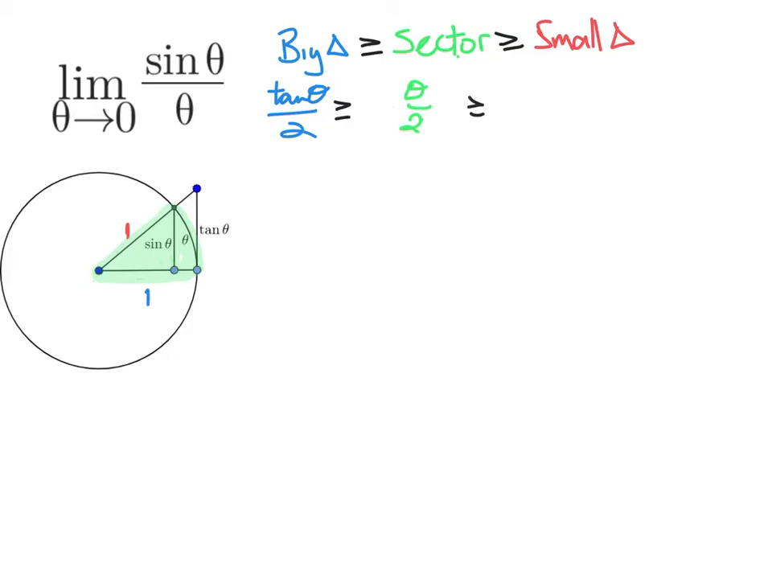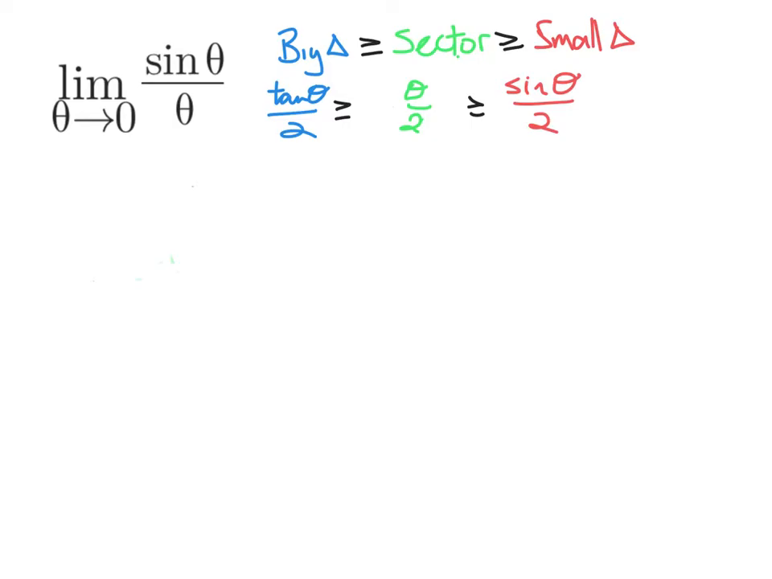Now, when it comes to the small triangle, I really don't want to look at the small triangle that we used initially. I actually want to look at this smaller triangle. The reason I want to use this triangle is its area is easier to find, and its area is still smaller than the sector. All right, so the area of this triangle, 1/2 base times height, is going to be half of 1 times sine of theta over 2. Now that my inequality is set up, I don't really need the diagram anymore.